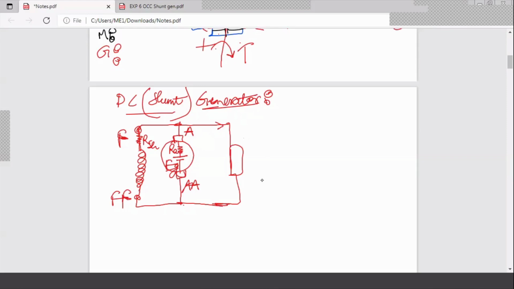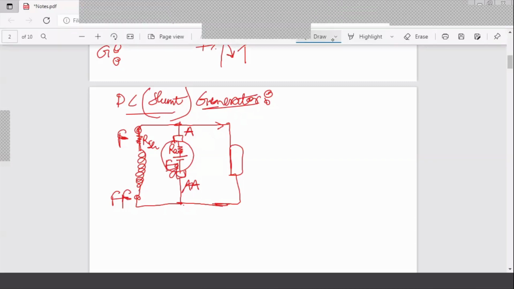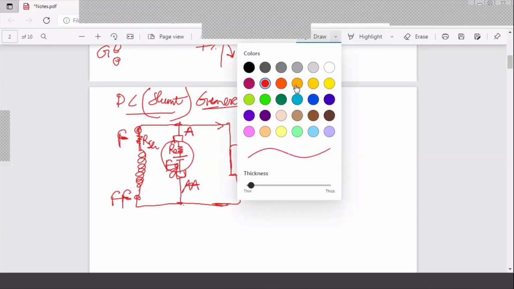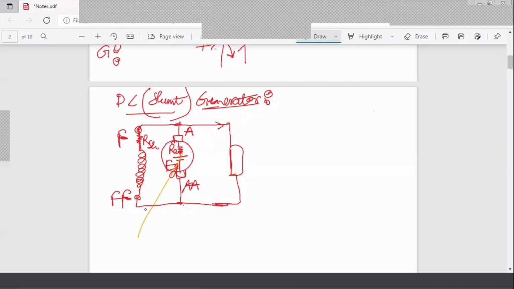This is still incomplete because it is just showing the electrical representation. If I want to show where the mechanical input will be, it should have some mechanical input also. That means I have to show the shaft and represent this torque. Okay, so there is a torque of a prime mover, TPM, the torque of the prime mover, which represents that this coil is actually rotating.